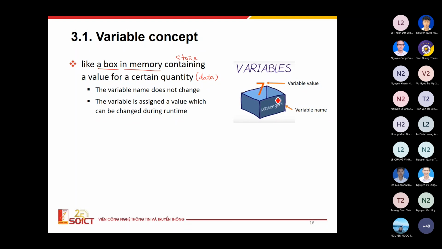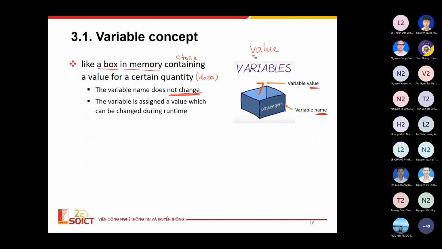And to do it, you have to name this box. Okay, phải đặt tên cho cái ô nhớ đấy, đúng không? You have to name this box, and this is called the variable name. So each variable will have a name. Okay, and the name cannot change. When you name a box, it will be fixed during your program. Okay, and each box can contain a value, of course. You use this box to store the data, so you will have the value here in the box.